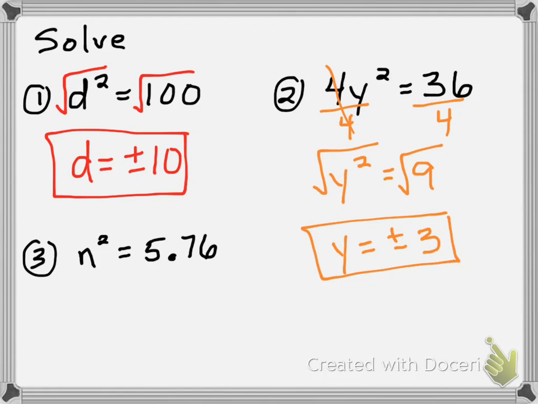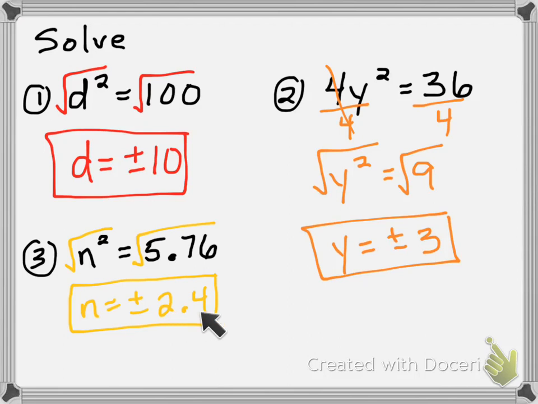Now number 3. This time I have a decimal. Well, that doesn't really change anything. I do it the same way I did number 1. I take the square root of both sides. So the square root of n squared is n. The only thing different here is I'm going to use my calculator. I knew the square root of 100, but I need my calculator to do the square root of 5.76. So I'm just going to type it in, and the square root is 2.4. And I didn't forget that it's positive or negative 2.4. So that's my solution. Sometimes you may need your calculator, sometimes you may not. Either way, you can still solve the problem.